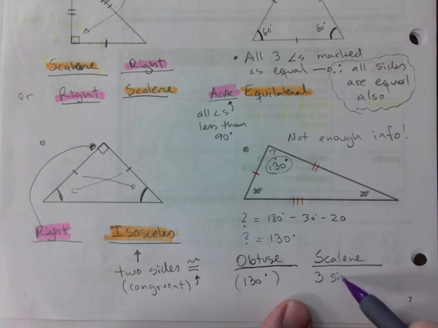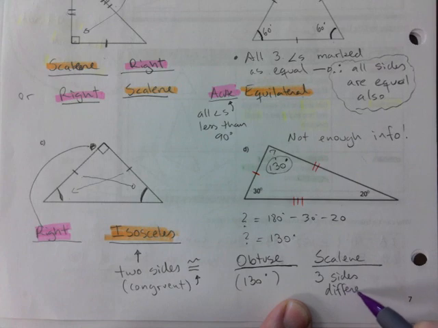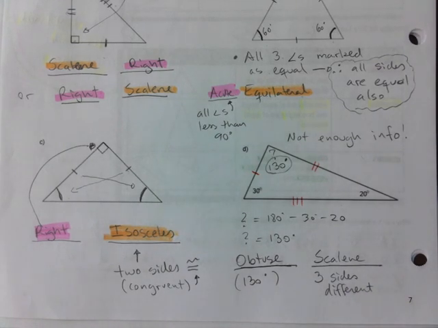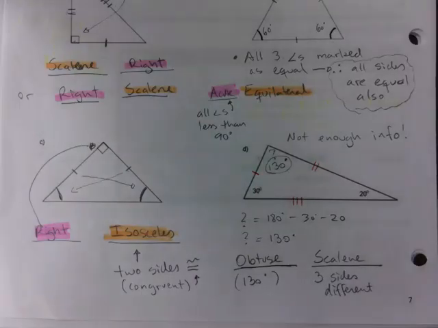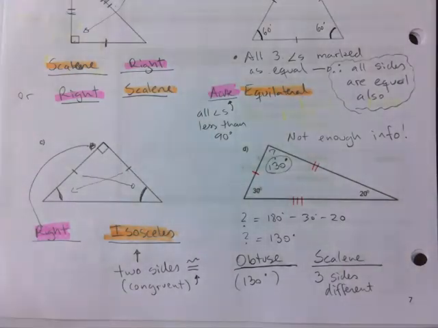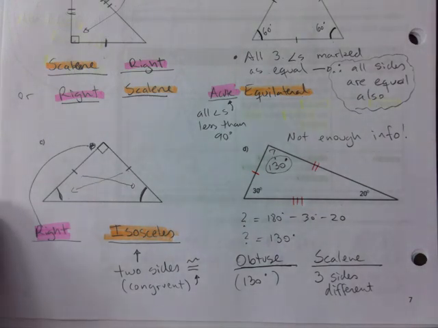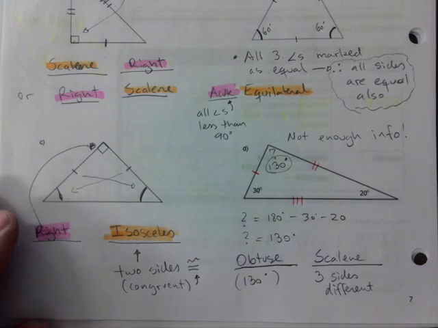Three sides different. We don't know what they are, but we know that they're different. That's just how it goes. When the angles are all different, all three sides are different. If the angles are all the same, all three sides are the same as well. Two angles are the same, two sides will be the same. Okay. I'll do one more and then I want you to try this, okay? Come with me.